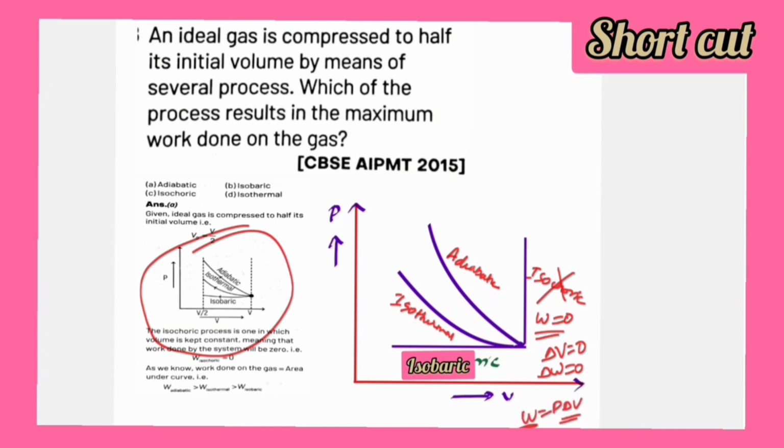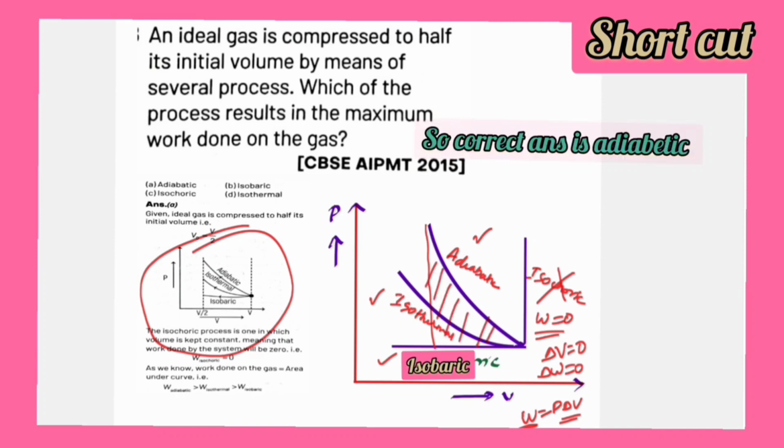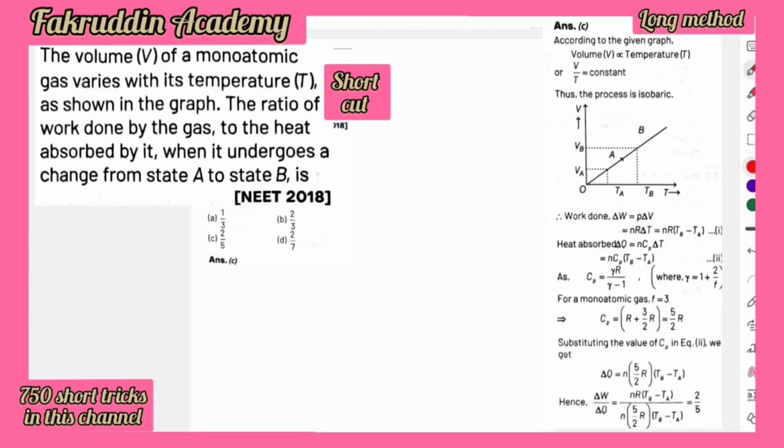So for the remaining things, adiabatic, isothermal and isobaric, you have to see the area below the graph. If you observe here, area below adiabatic process is more. Okay, let us create a shortcut for this problem which we are going to solve here. So you all know that for monoatomic molecule, gamma is equal to 1 plus 2 by F, and degree of freedom is going to be 3, therefore gamma is equal to 1 plus 2 by 3. So gamma is equal to 5 by 3.